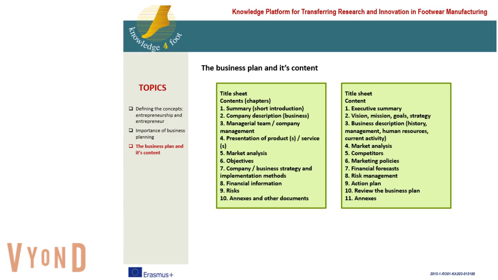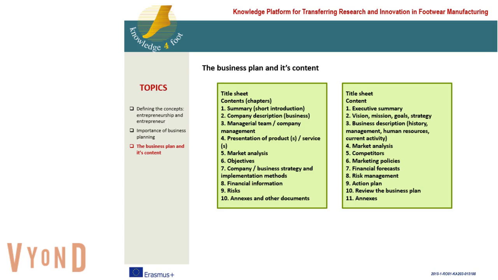The business plan and its content: title sheet, contents, chapters. 1. Summary, short introduction. 2. Company description, business. 3. Managerial team, company management. 4. Presentation of product or service. 5. Market analysis. 6. Objectives. 7. Company, business strategy and implementation methods. 8. Financial information. 9. Risks. 10. Annexes and other documents.